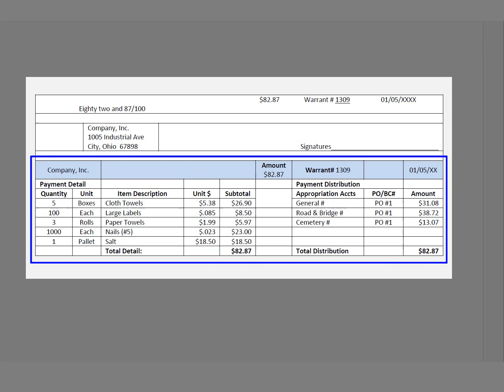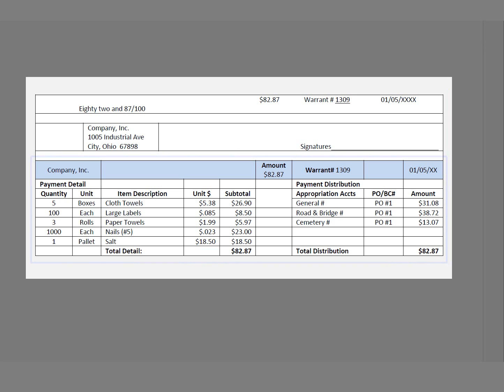The bottom portion of the check, usually referred to as the voucher portion, has 2 sections that document the details and distribution. Under payment details, we see what was purchased. The total of all items is equal to the payment amount. Under payment distribution, we see the allocation of amounts to appropriation accounts and purchase orders. The total distribution must also be equal to the payment amount. Again, account numbers are discussed in detail in Fund Accounting 101, Chapter 3. So in Chapter 2, in this space for account numbers, we will be using a fund name instead of numbers to keep the training simple.